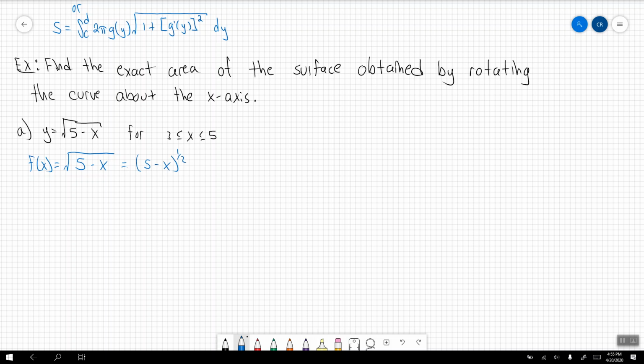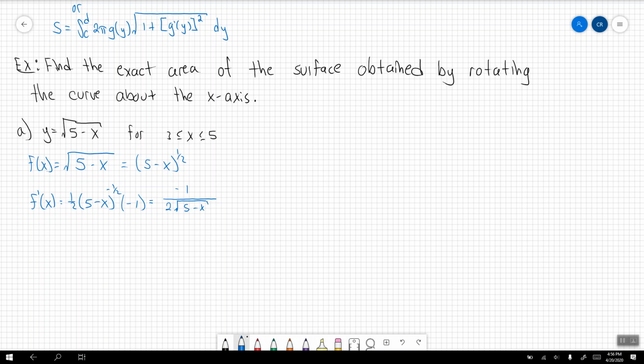I want to express it this way so that I can take a derivative of this function, f prime. Taking the derivative is going to be 1/2 multiplied by 5 minus x, subtracting 1 from the exponent because we already dropped it down, which gives negative 1/2. Then multiply by the derivative of the inside, which is just negative 1. So this derivative becomes negative 1 divided by 2 times the square root of 5 minus x. It's a nice looking derivative. Now, once we have this, again, we're rotating about the x-axis and we're rotating over this interval.